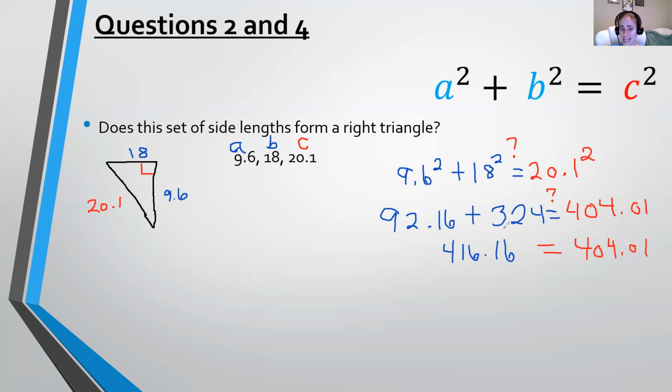No, those are not equal. They are not equal, which means these three sides do not form a right triangle. They may form a triangle, but not a right triangle. So our answer would be no, because it didn't make a true statement. The Pythagorean theorem didn't work. So nope, not a right triangle.